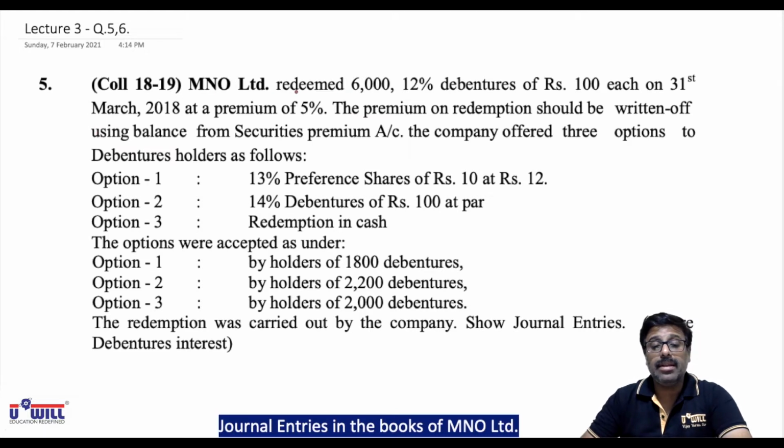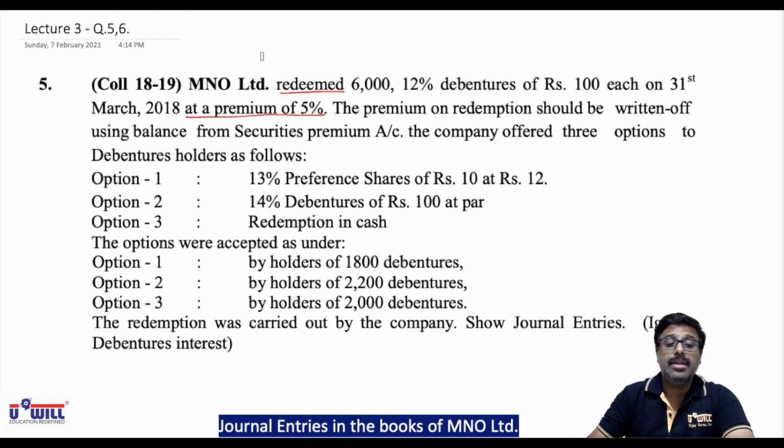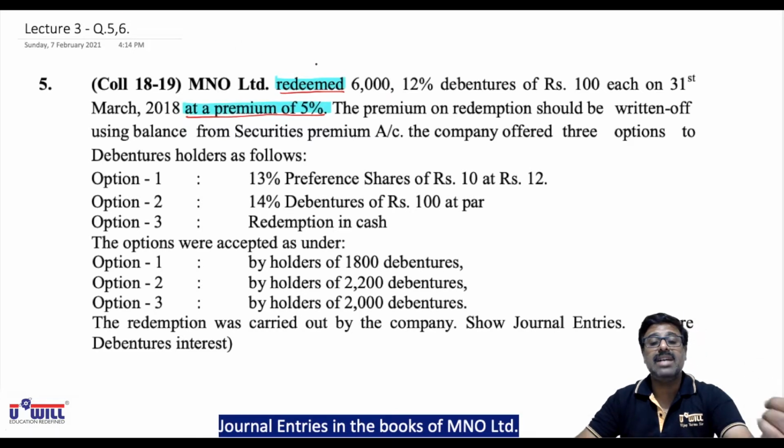MNO Limited redeemed 6,000 12% debentures of 100 each on 31st March 2018 at a premium of 5%. Be careful, the debentures are to be redeemed at a premium of 5%. So that first entry, what will be passed as we discussed? Since they are to be redeemed at a premium, debentures account debit, as a liability it's a credit balance, to close it we will reverse and debit.